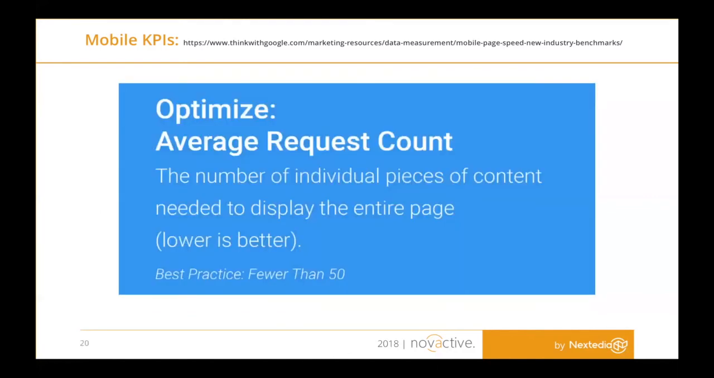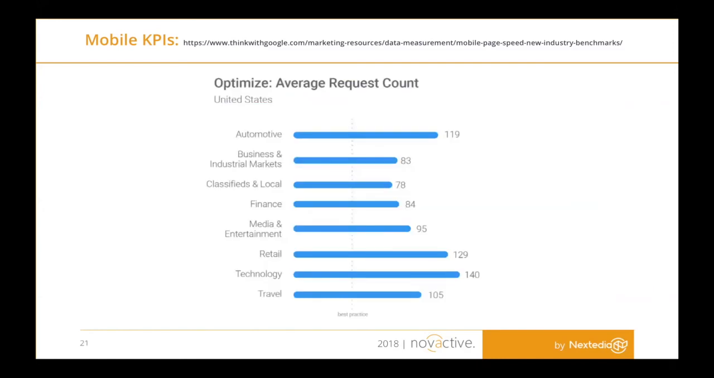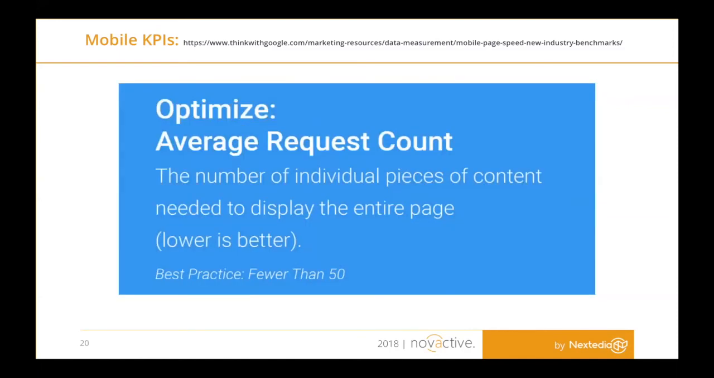And in terms of request count, again, the best practice is to be under 50. Which I think is also very hard to reach because of the tags that you need for tracking, images, CSS, and stuff. So that's the recommendation from Google, and that's what you need to try to do. If you are under this best practice, I think it's good.